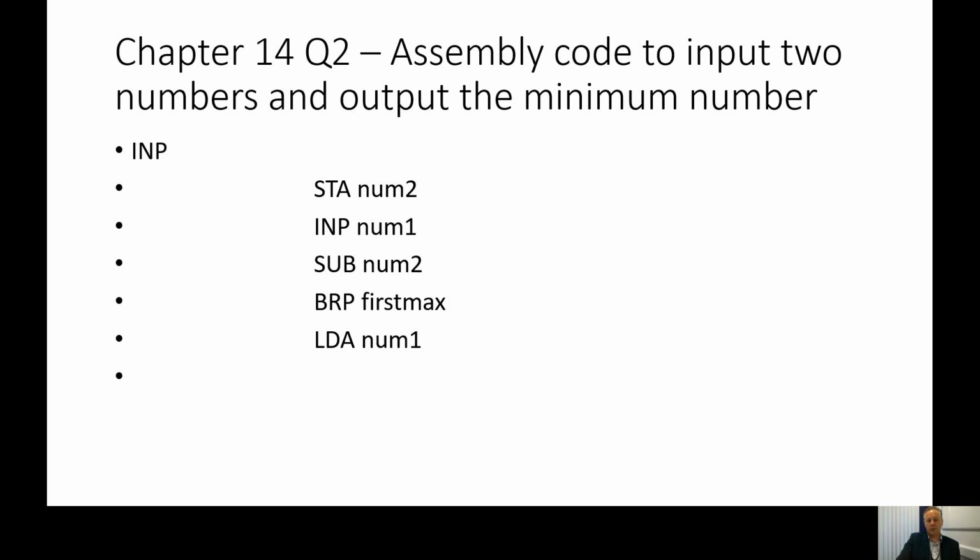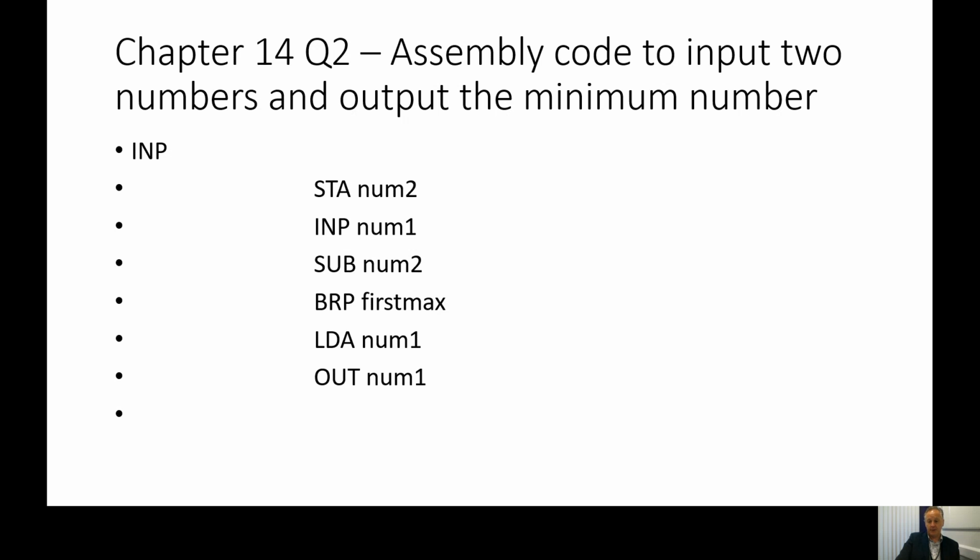You then load in number 1, the first value that was entered. You output number 1, and that will give you the lowest value between the two, the minimum number. If you want to try that code in the Little Man Computer website, I'll show that at the end of the presentation. You can see that code running and working. So that's your answer for chapter 14, question 2. Input 2 numbers and output the minimum number.